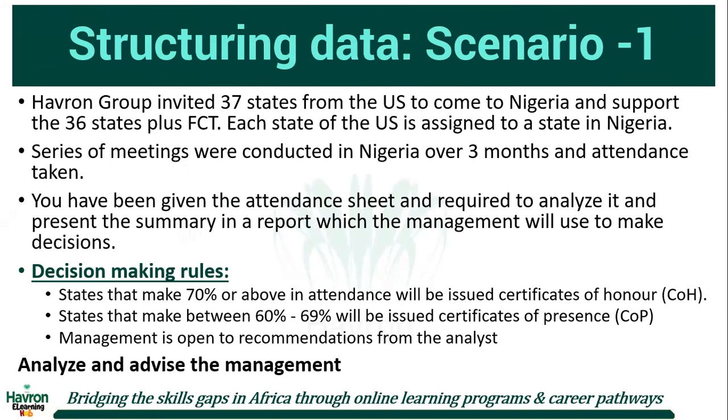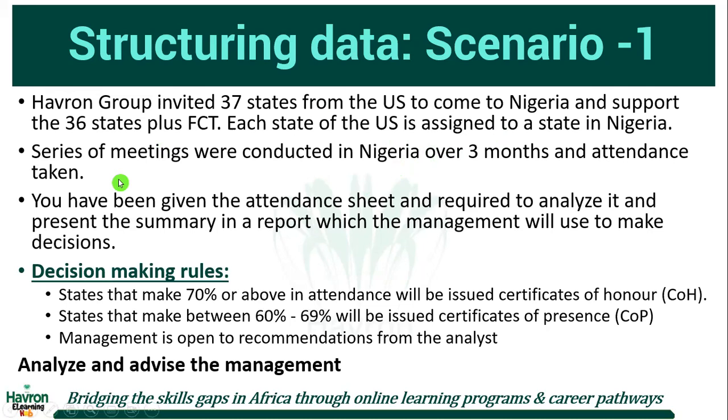So Havron Group invited 37 states from the US to come to Nigeria and support the 36 states plus FCT. Now, each of those states in the US is assigned to one state in Nigeria. So that means 37 from US, 37 in Nigeria. Now, a series of meetings were conducted in Nigeria over 3 months, and attendance was taken.